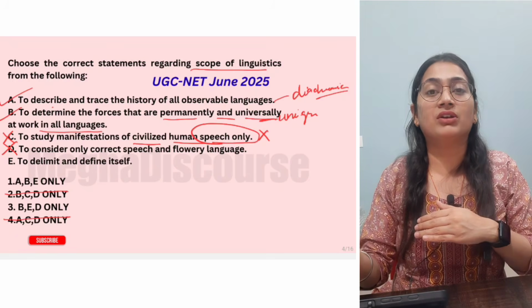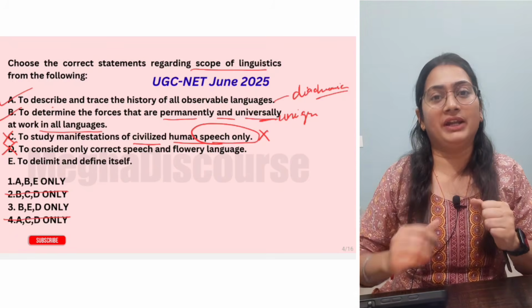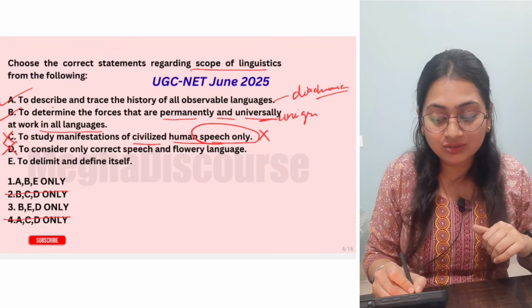That this is the wrong pattern. And why is this the wrong pattern? Linguistic means to improve your language. So D option is not right. If D option is not right, then 3 is not right.